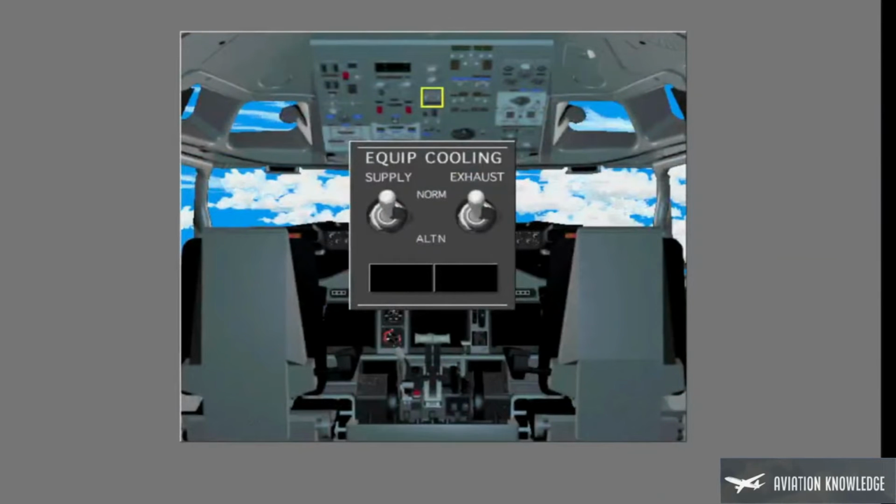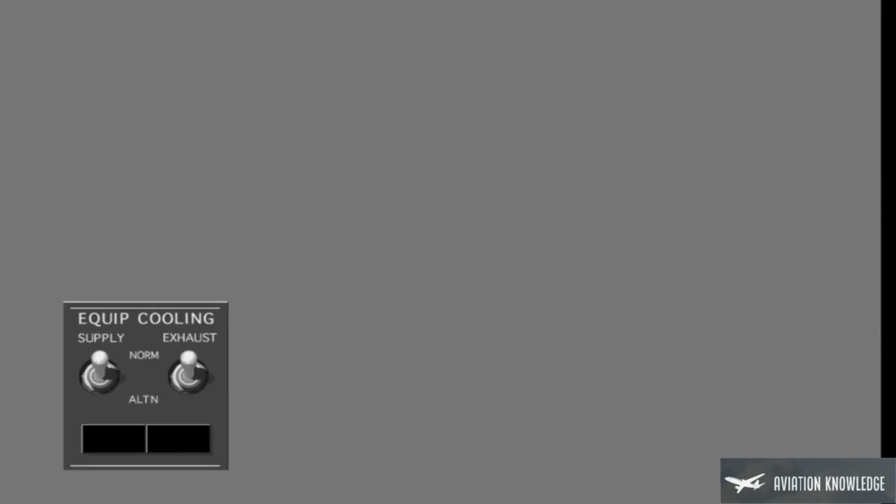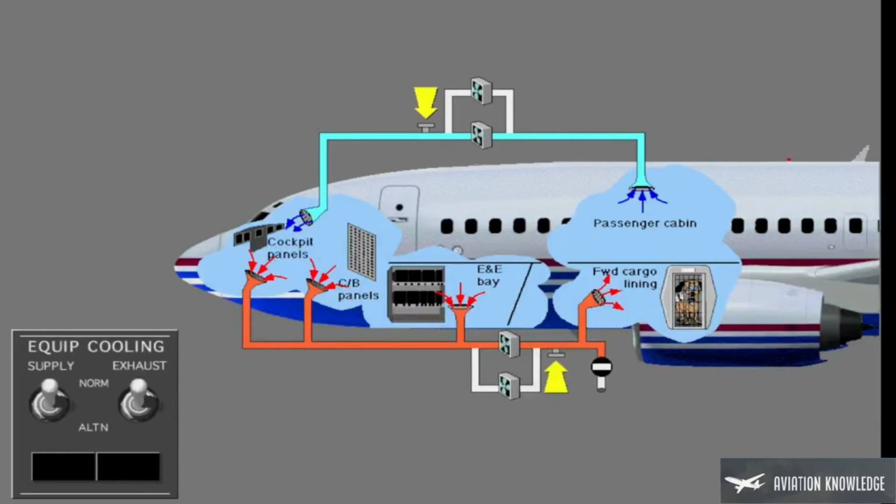The controls for the equipment cooling system are on the forward overhead panel. The supply switch operates the normal or alternate supply fan. The exhaust switch operates the normal or alternate exhaust fan. There are low airflow detectors in both the supply duct and exhaust duct.